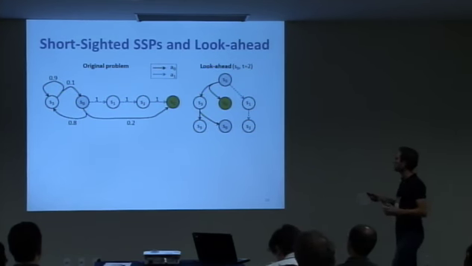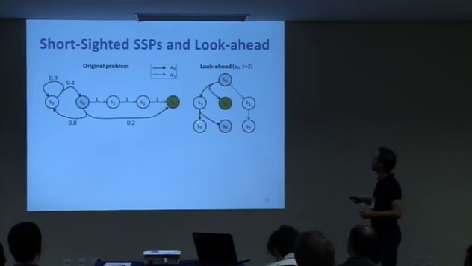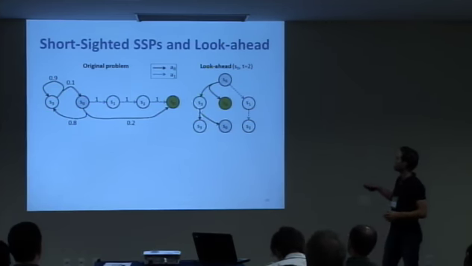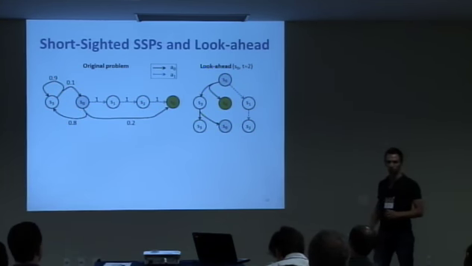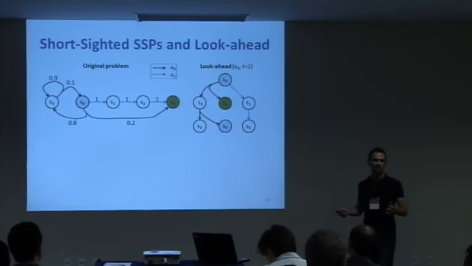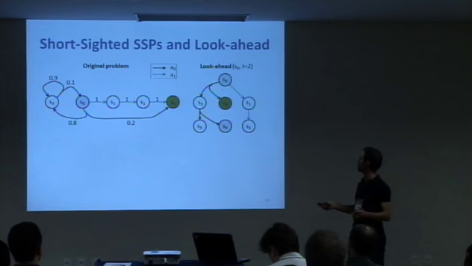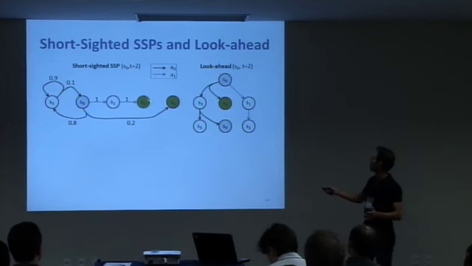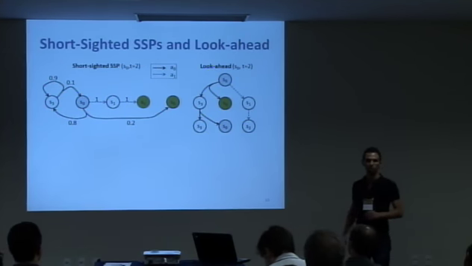So what we are doing is, what are the states we can reach using up to t actions? So from S0 we can go to S3 and S3 again, right, in this example, and this is how the look-ahead search works. Now I'm going to replace the original problem here with the short-sighted SSP from S0 and t equals 2. So what happened is, we put this state as an artificial goal.